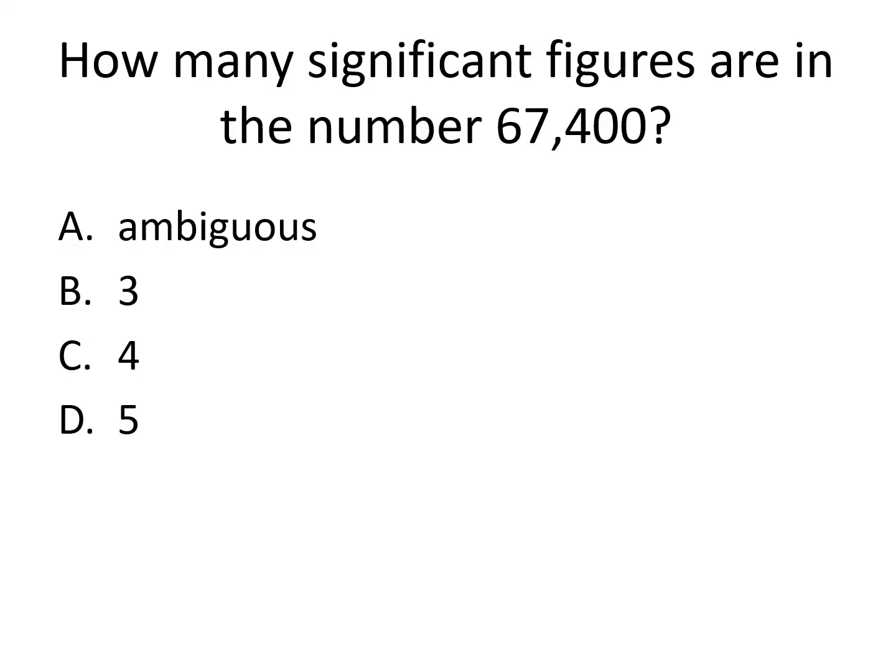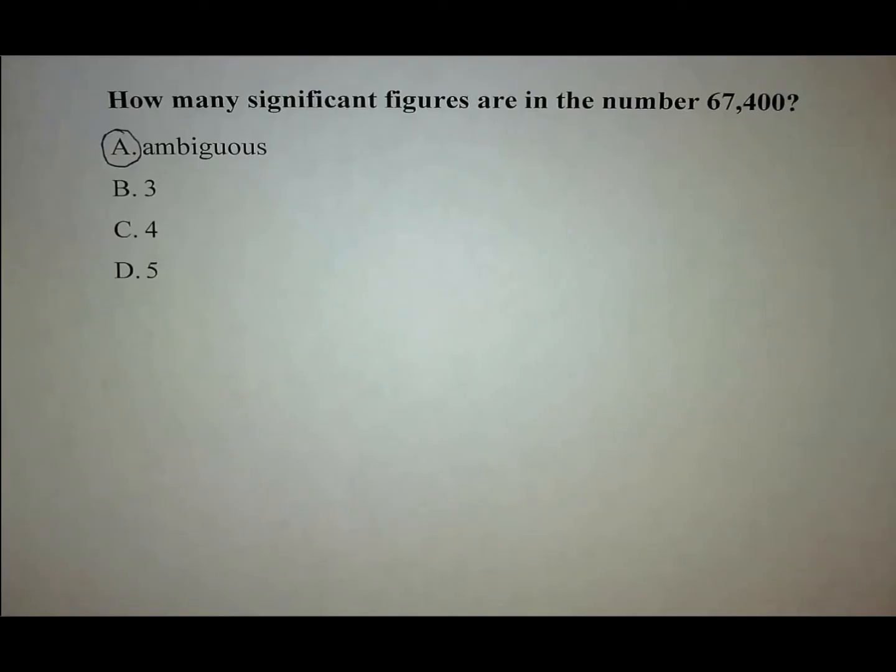How many significant figures are in the number 67,400? Is it A, ambiguous, B, 3, C, 4, or D, 5? The correct answer is A, ambiguous. Remember, zeros on the right-hand side, when there's no decimal present, are ambiguous. So we don't know whether this number was measured to the ones place, the tens place, or the hundreds place.